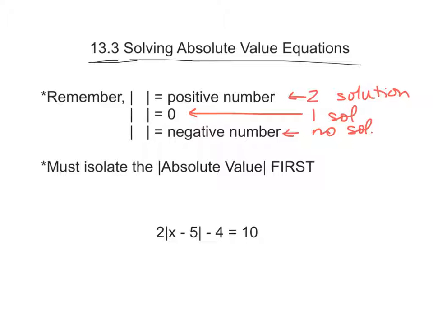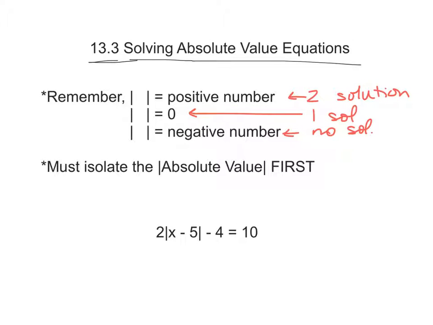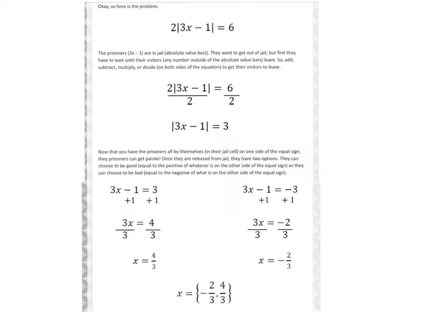And the other note that we took is that we must remember to isolate or get the absolute value on its own first before we do any additional work. So we have to make sure that's our first step. There's a little analogy that I found that I'm going to talk with you about: prisoners, visitors, and being in jail. So let's look at that real quick with an example.